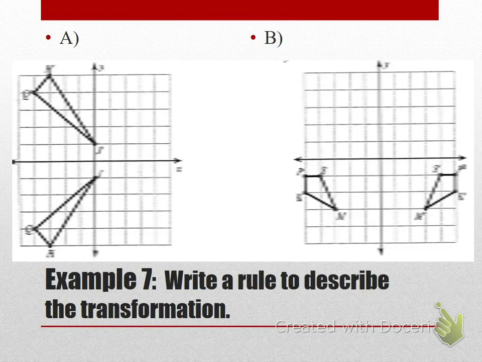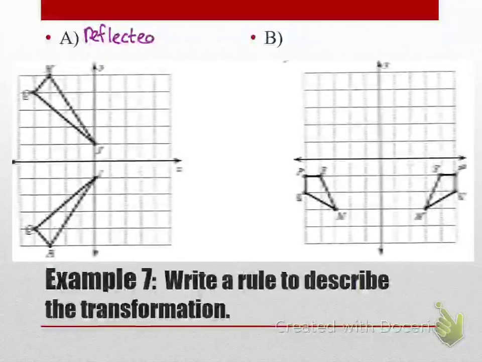Okay, let's talk about writing a rule for these. So we could just start off by saying reflected in the blank axis. So on letter A, we're reflected in the x-axis. So that's useful. Reflected in x-axis.